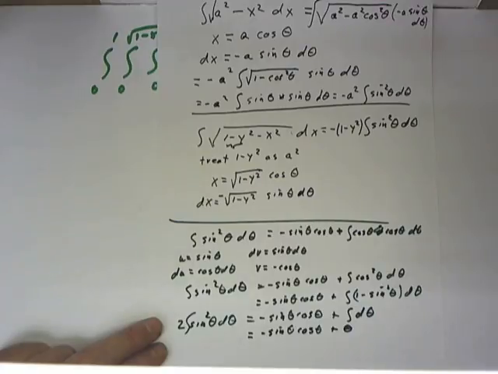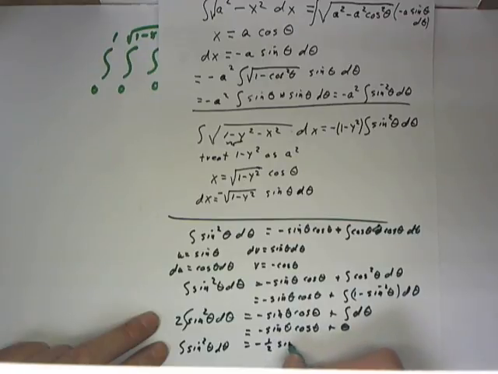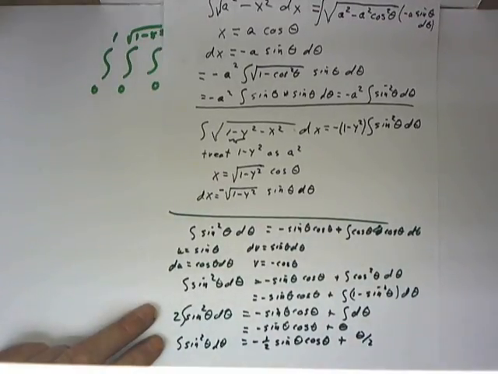Then we conclude that the integral of sine squared theta d theta is 1/2 of this. So that's negative 1/2 sine theta cosine theta plus theta over 2. I'm not going to go through it here, but if you take the derivative of this expression using the product rule and so forth, you'll find that the derivative of this expression is indeed sine squared of theta.